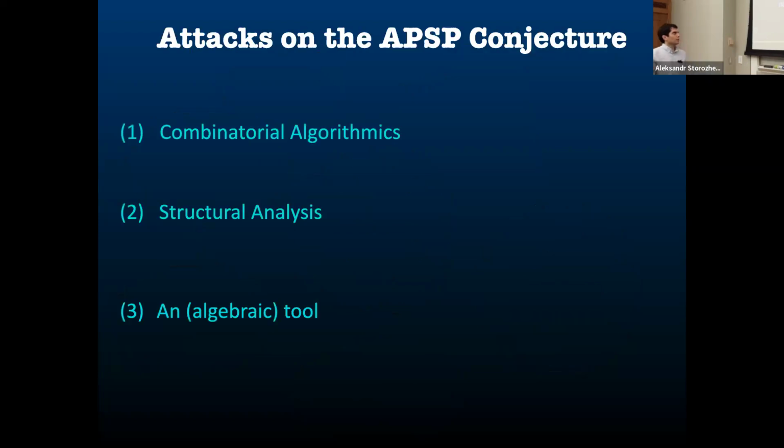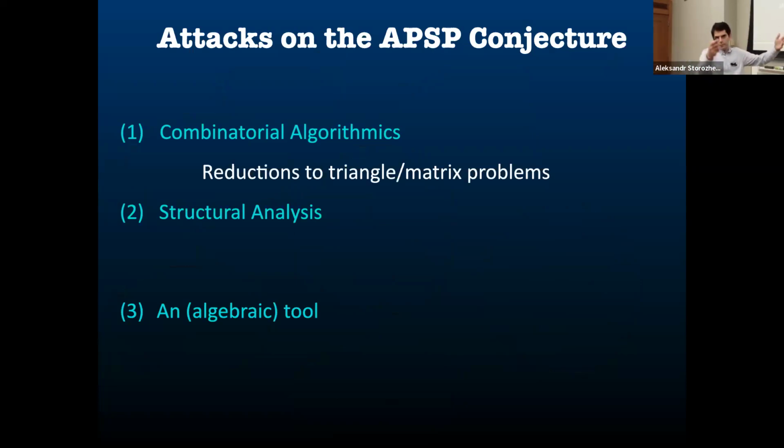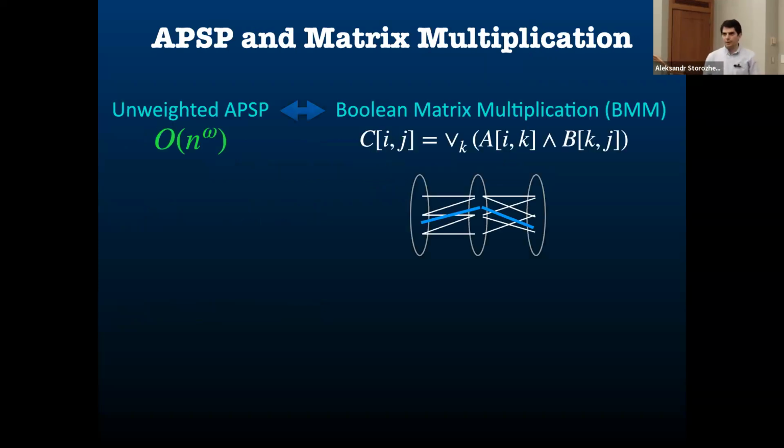Good. So APSP. How would we solve APSP? Let's use this recipe. Let me suggest some ingredients for these recipes. Of course, maybe people can come up with totally new things, and that would really be great. But here are some suggestions. For the combinatorial algorithmics, I claim that we already have a very nice tool set because of these reductions to triangle or matrix problems. Let me explain what that means.